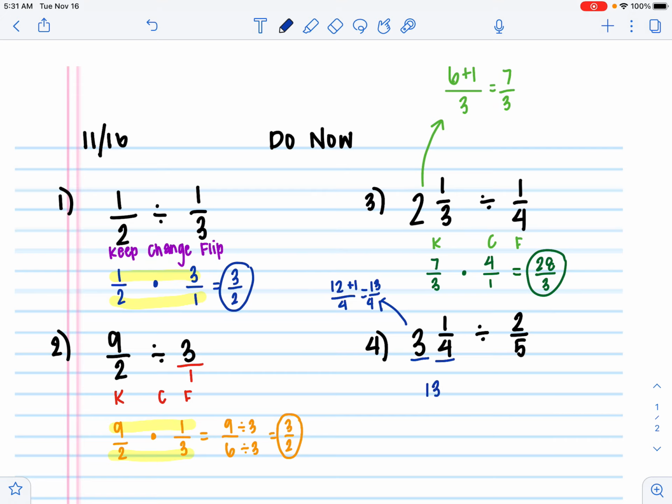And I'll rewrite that, 13/4, that's my keep. Change division to multiplication, and flip 2/5 to 5/2. And so I'll multiply 13 times 5, that's numerator times numerator, and I end up with 65/8.